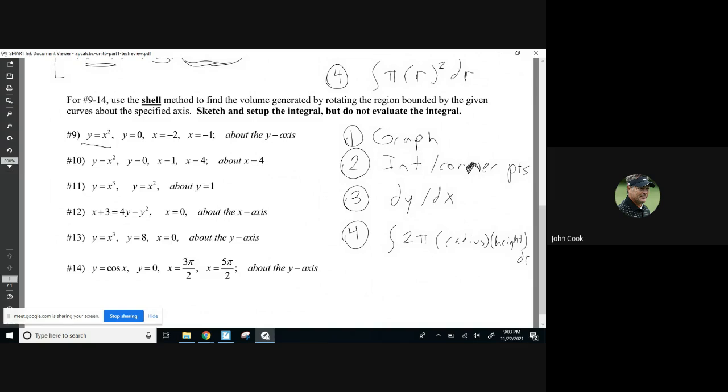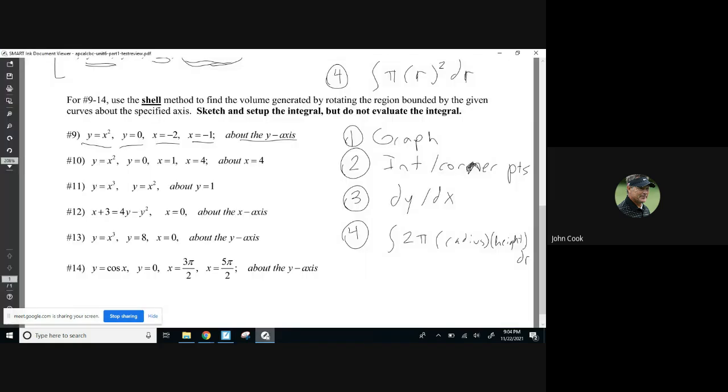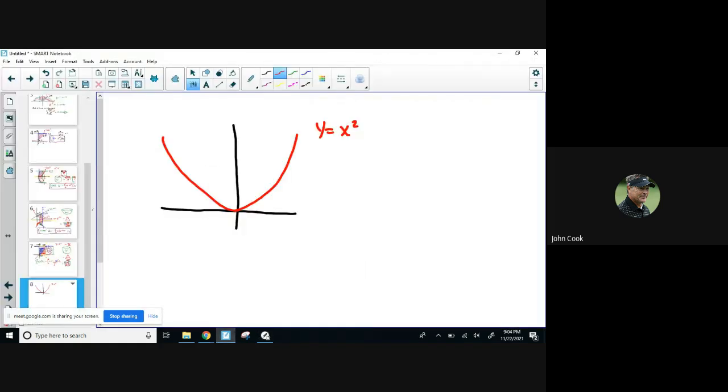So we got a parabola, a couple x values, and y equals 0, rotating around the y-axis. Let's take a look at what this would be. Okay, y-axis. So it's going to look something like this. We've got our parabola, y equals x squared. It's reflected over, so it's over here also. And then y equals 0, so that's going to be down here.